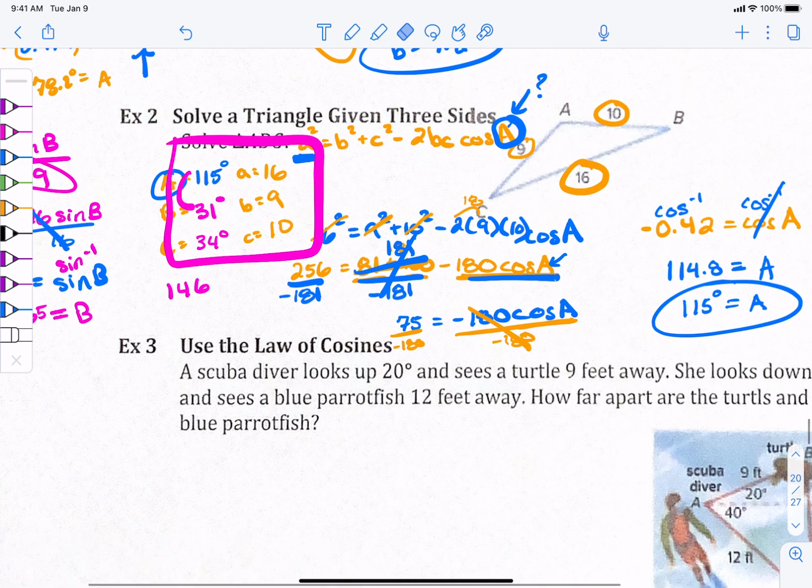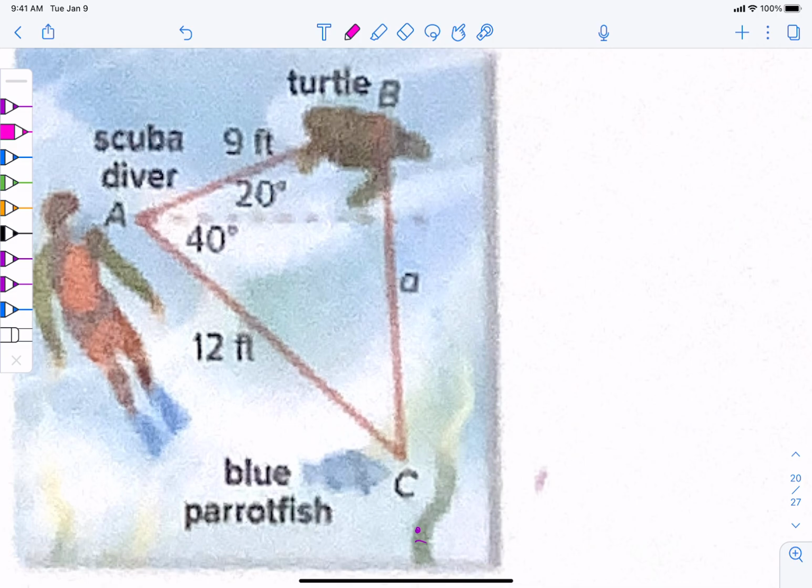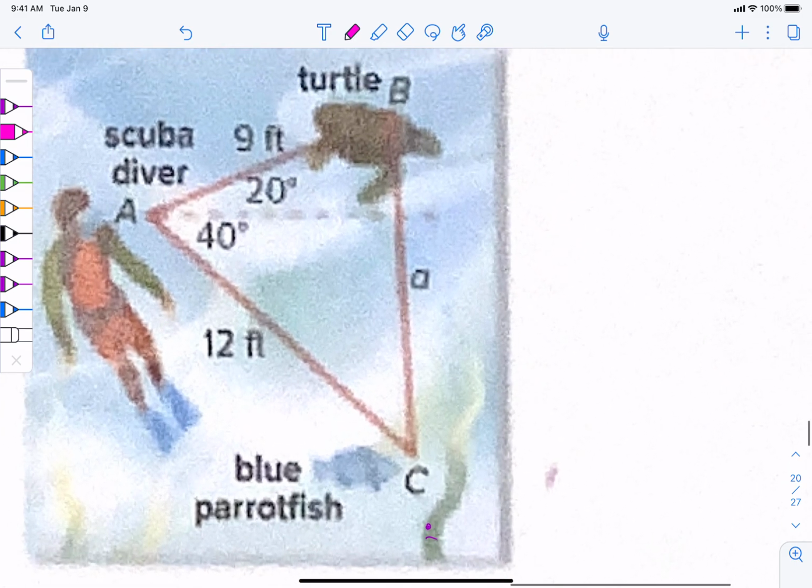Okay, that's just a good way to check. All right, last one, example 3. Here is our diagram right here, and they're wanting to know how far apart the turtles are from each other. And I spelled turtle wrong in this thing right here. So what are we trying to solve for?